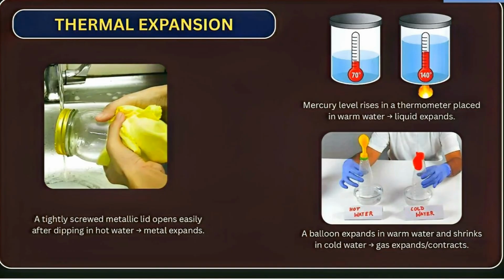Thermal expansion. Look at the first picture. A tightly screwed metallic lid opens easily after dipping in hot water. Metal expands. Look at the second picture. In normal water, 70 degrees. In heating water, 140 degrees. Mercury level rises in a thermometer placed in warm water. Liquid expands.